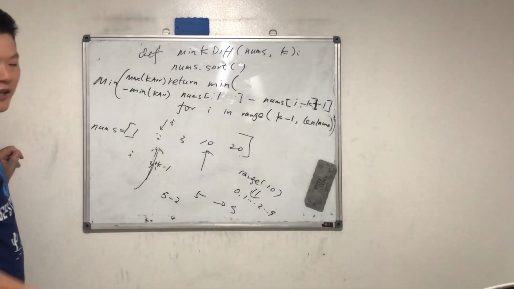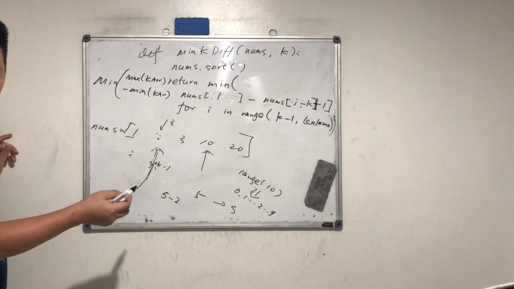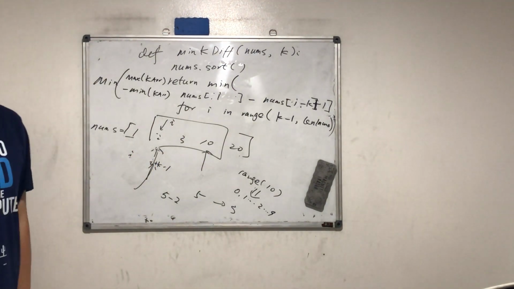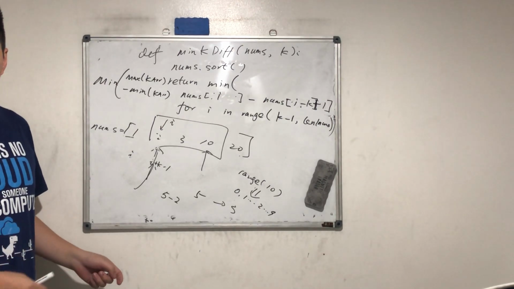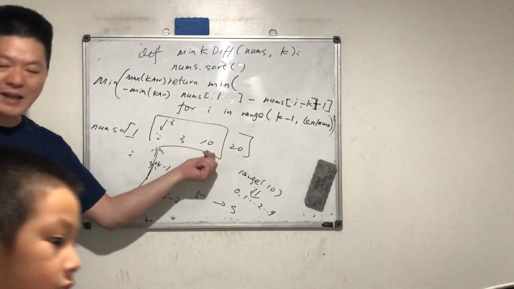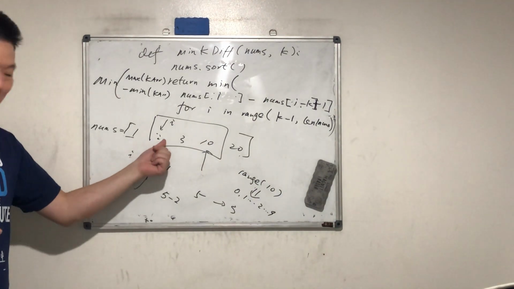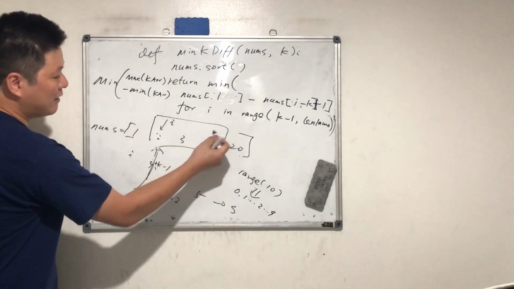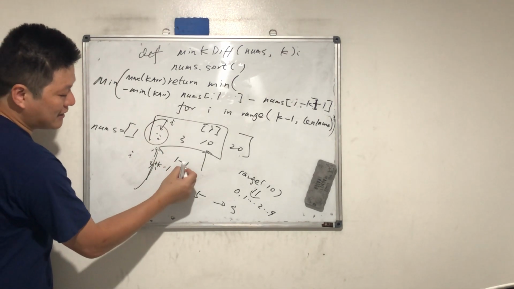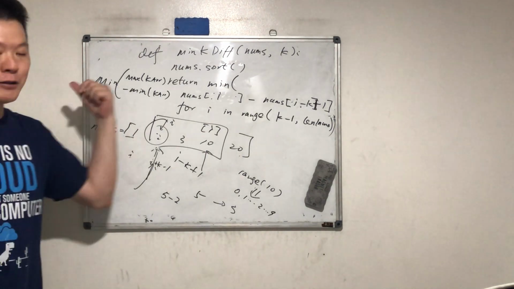If k equals 3, for example, 2, 3, 10, what's the maximum? 10. What's the minimum? 2. You see, very easy, yeah? Because the maximum of this subarray is always on the rightmost, and the minimum is on the leftmost. If this is index i, then the other index will be i minus k plus 1. Easy, right? That's why we sort this array.